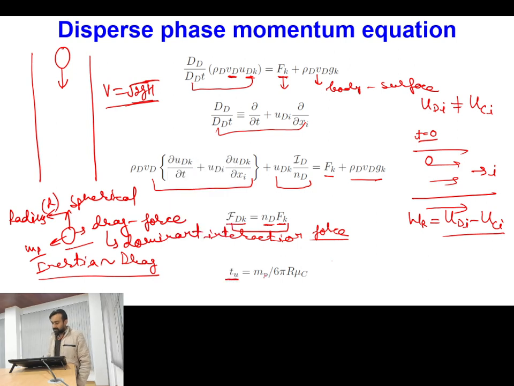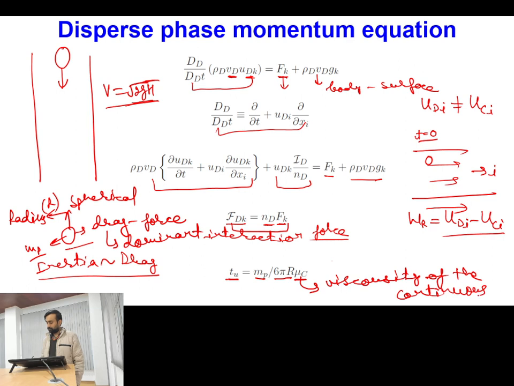T mu, which is equal to mp divided by 6 pi r mu c, where mu c is nothing but the viscosity of the continuous phase. So this is my particle relaxation time for this situation. Of course, when your situation changes and the dominant forces are different, then the value of particle relaxation time will also be different.